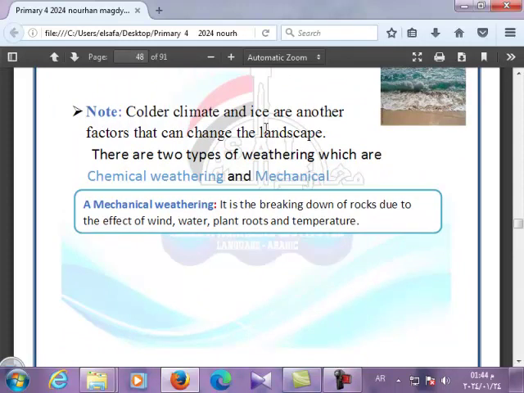Colder climate and ice are other factors that can change the landscape. There are 2 types of weathering, which are chemical weathering and mechanical weathering. What is the meaning of mechanical weathering? Mechanical weathering is the breaking down of rocks due to the effect of wind, water, plant roots, and temperature.